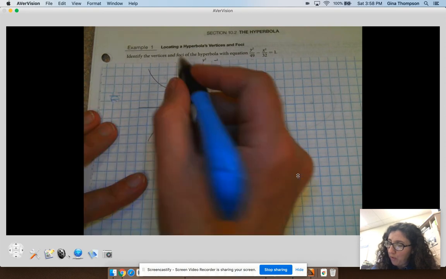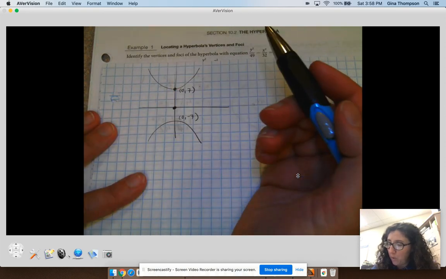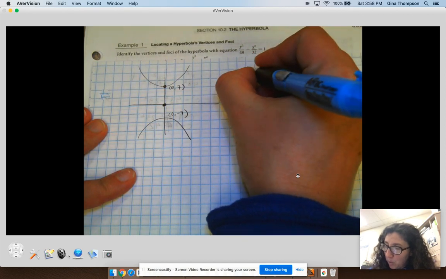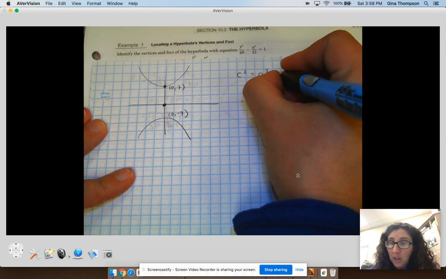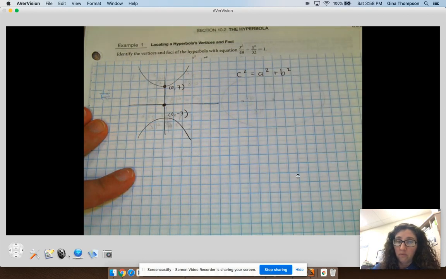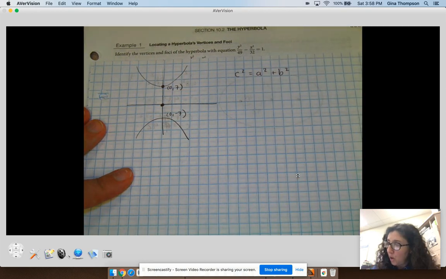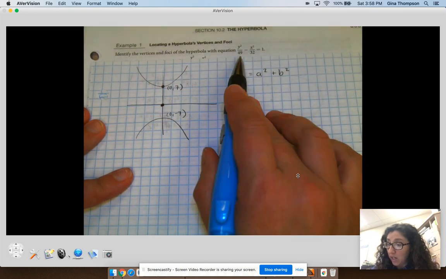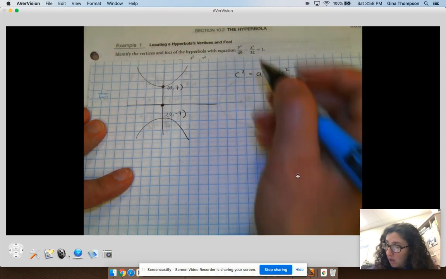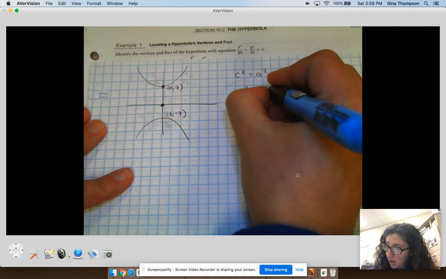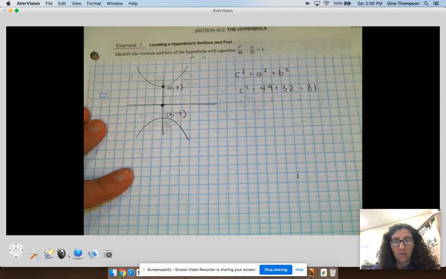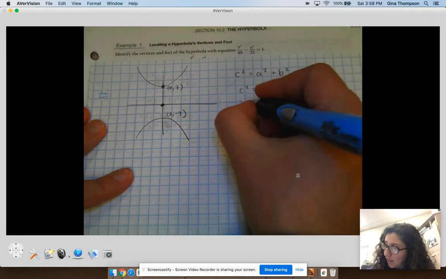All right, how about the foci? What are the foci? Well, remember for a hyperbola, c squared equals a squared plus b squared. So we know what a squared is and we know what b squared is, right? Here's a squared, here's b squared. So c squared equals 49 plus 32, which is 81. Oh, that's convenient. So c is 9.